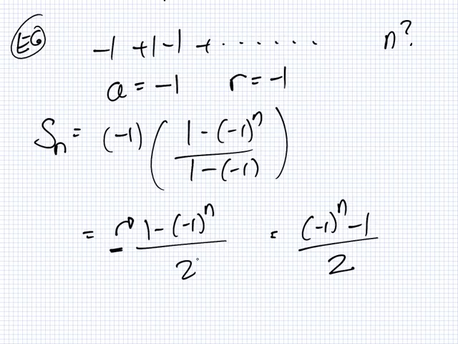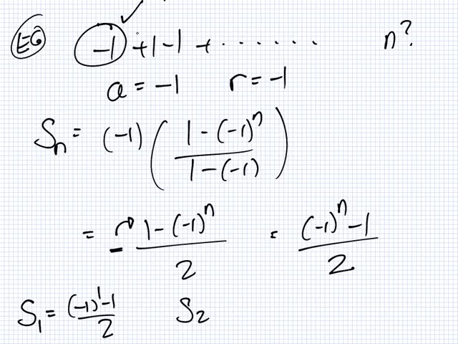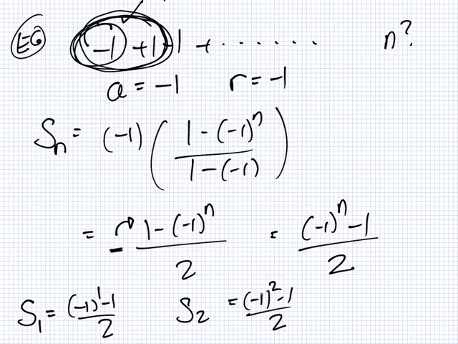You can check this. What should S_1 equal? Minus 1. Let's check it. Minus 1 to the power 1 minus 1 over 2. Minus 1 to the power 1 is minus 1. Minus 1, divided by 2? Okay, what about S_2? What should you get? You should get 0. So S_2 is (minus 1) squared minus 1 over 2. Minus 1 squared is 1. Minus 1. So this one also works.